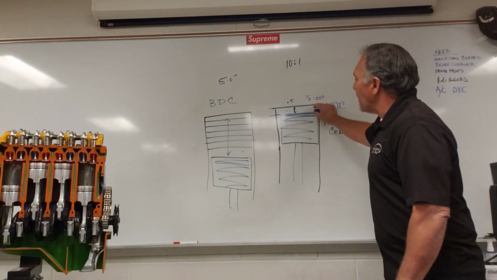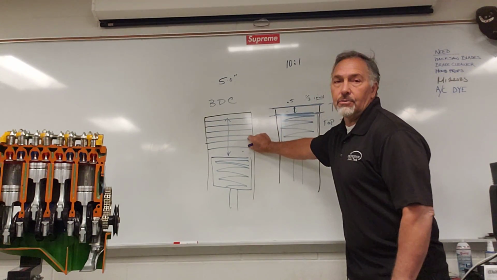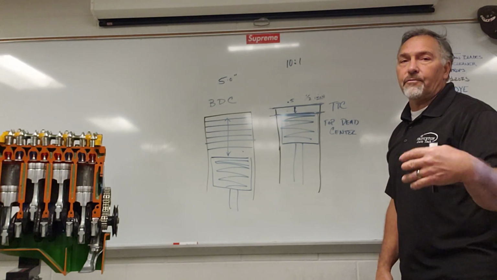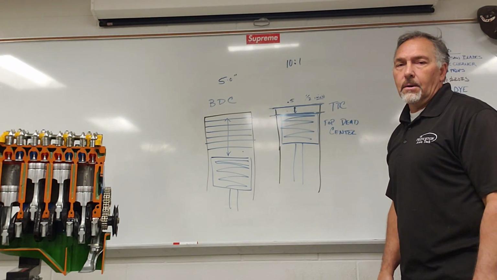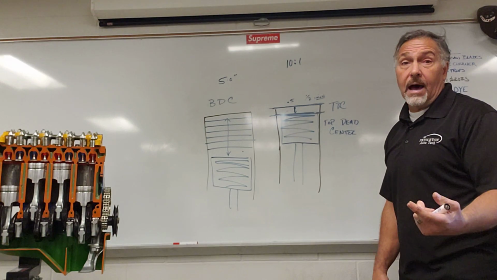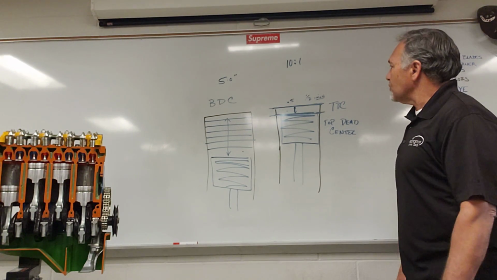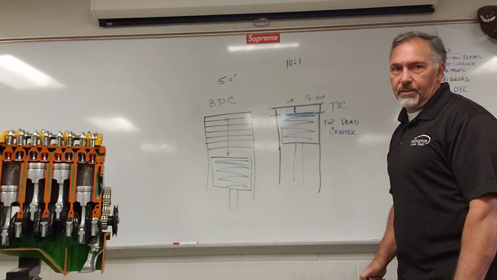How many of these spaces can fit into bottom dead center, the area of the cylinder? And there's an equation for that. If you go to Google and look it up, they'll give you the mathematical equation for that. I'm not all that concerned about it. I just want you to understand what that means.